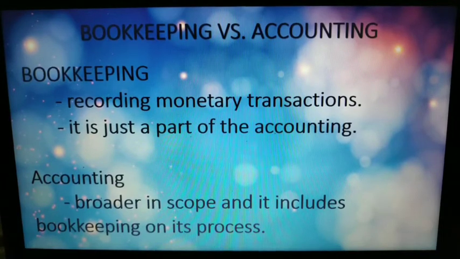Next is the comparison of bookkeeping versus accounting. Bookkeeping is recording monetary transactions. It is just part of the accounting. Bookkeeping is from recording business transactions in the general journal, generating the general ledger and generating the trial balance. That is bookkeeping. But accounting is broader in scope. It includes bookkeeping in its process. So, from the trial balance, it proceeds to worksheet, adjustments and generating financial statements. So, that is the difference between bookkeeping and accounting.